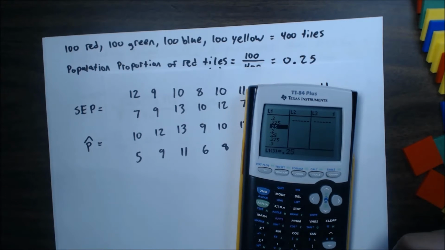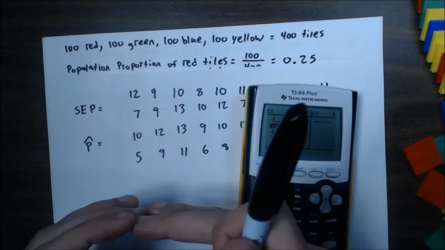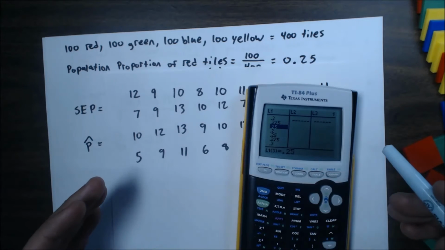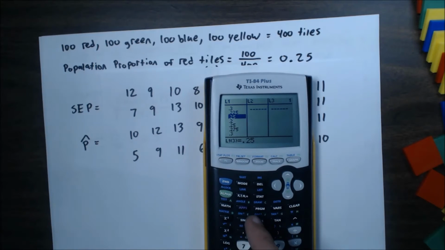Well, what would happen if I were to make a histogram or a dot plot based on this? In other words, if I were to do a distribution and see the shape of that distribution, do you have any idea what kind of shape that might make? As it turns out, it makes what should be a very familiar shape for you.